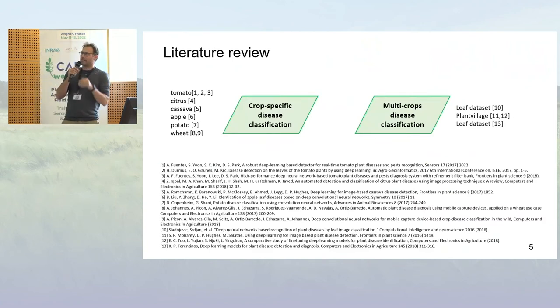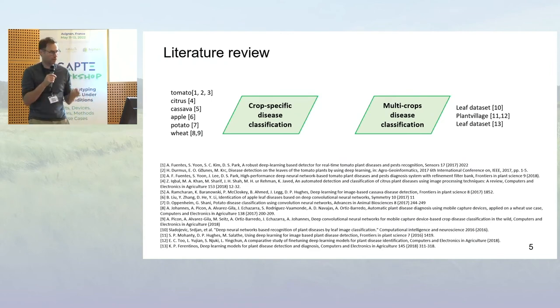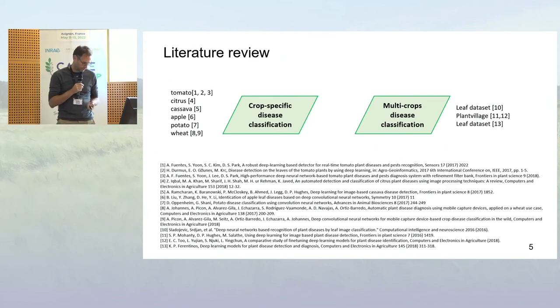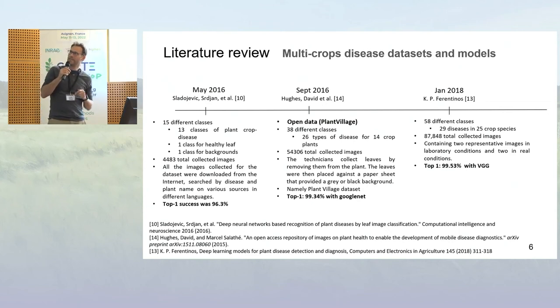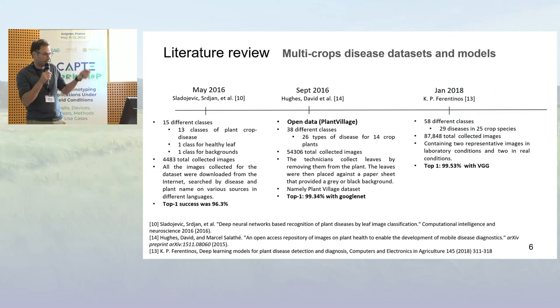This was basically the state of the art in 2018, so now there are other works, sorry. But mainly there were crop-specific disease classification systems and multi-crop disease classification approaches. We are more interested in the second one because in PlantNet we really try to develop worldwide solutions working on any plants. These are three of the main cited works related to multi-crop disease data sets and models. They typically work with tens of diseases and tens of crops, building a data set and evaluating it with state-of-the-art deep learning models.